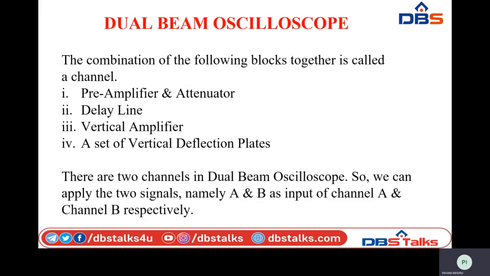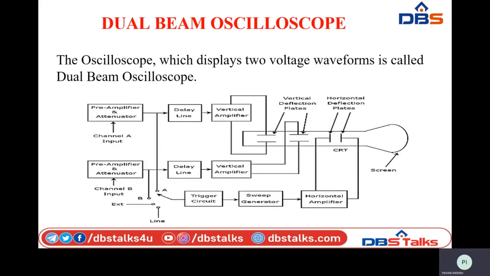The blocks which make a channel are the pre-amplifier and attenuator stage, delay line, vertical amplifier, and a set of vertical deflection plates. So these four. Similarly, we have another channel in the dual beam oscilloscope. So in the vertical section we have two channels: one is used to give the input A, another one is used to give the input B.